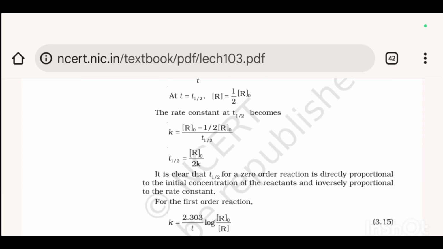t1/2 = R0/2k. It is clear that t1/2 for a zero order reaction is directly proportional to the initial concentration of the reactants and inversely proportional to the rate constant.